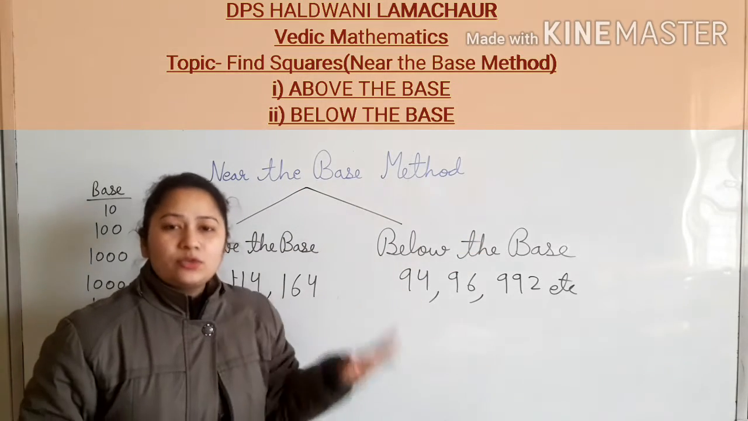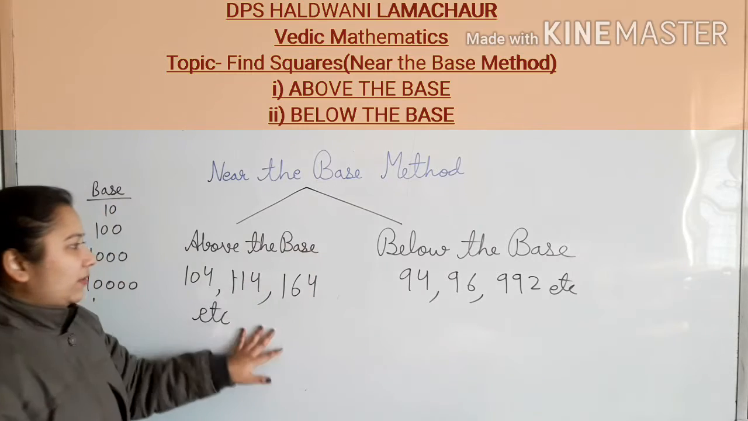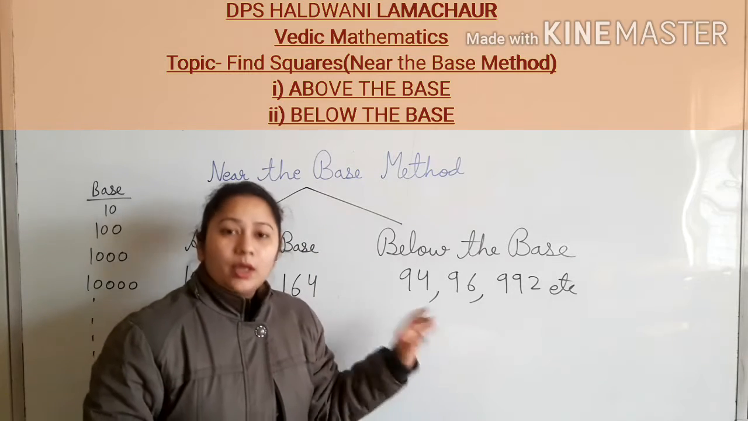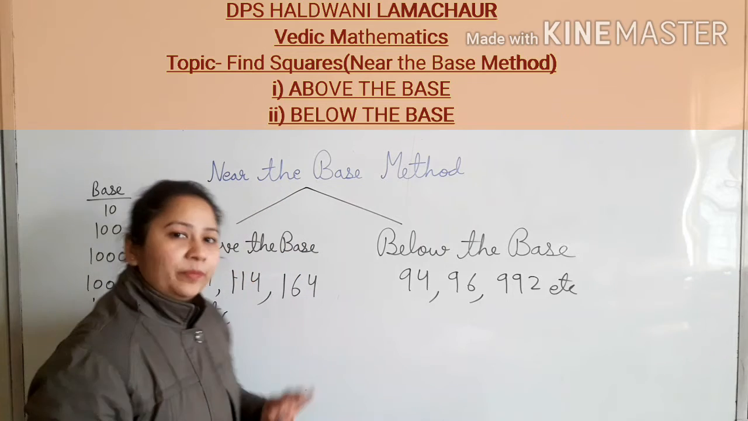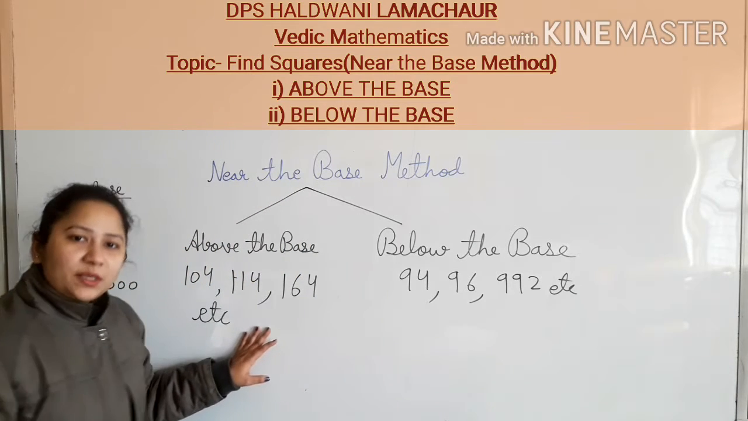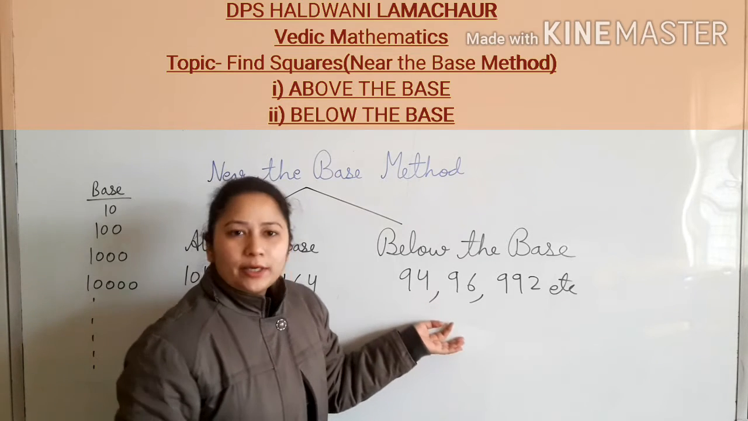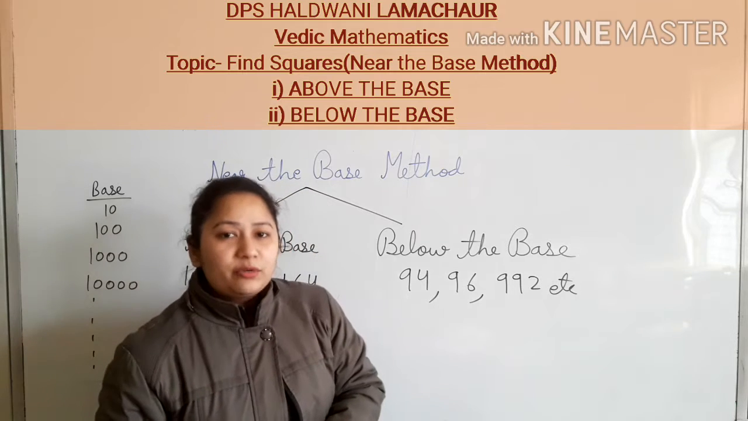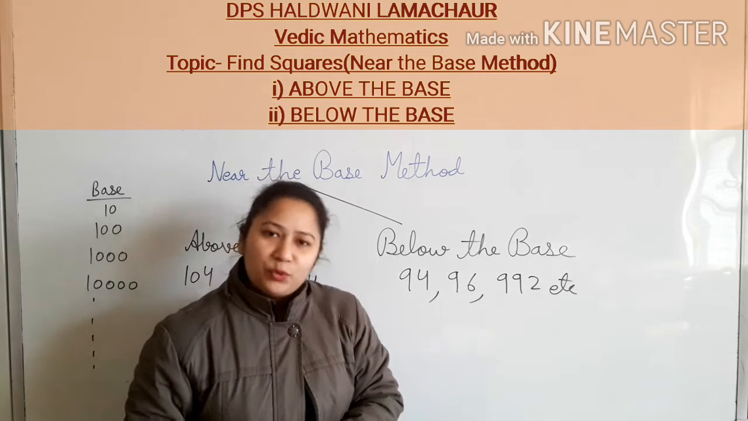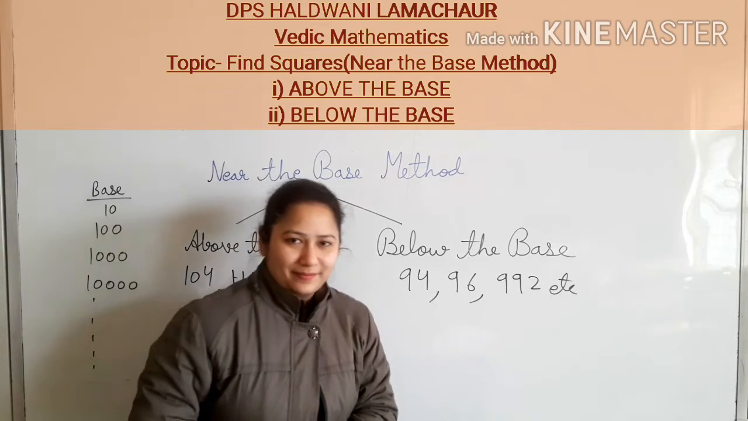Now students, today we will find the squares of the numbers with the help of the near the base method. Today we will study both the parts, above the base and below the base. Means we will do two types of sums in this video. In the first part, we will do the sums related to above the base, and in the second part, the sums related to below the base. So students, please watch the video till the last because we will discuss both the topics today. So let's start with the first sum.